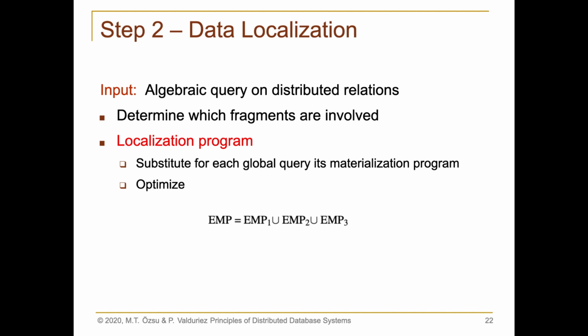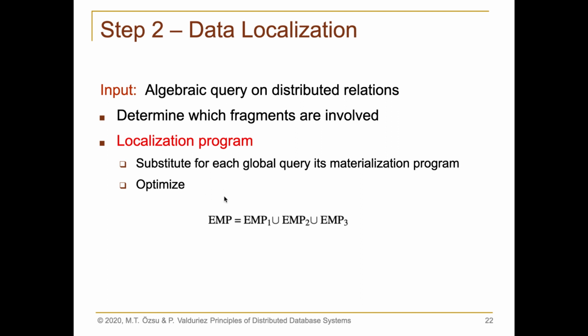The second step in distributed query processing is data localization. When we say data localization, this component accepts a calculus query and transforms it into an algebraic query that has enough awareness of the fragmentation and distribution details. So here you determine which fragments are involved, and you localize your query to those fragments. Basically, this operation is all about substituting each global query by its materialization program.